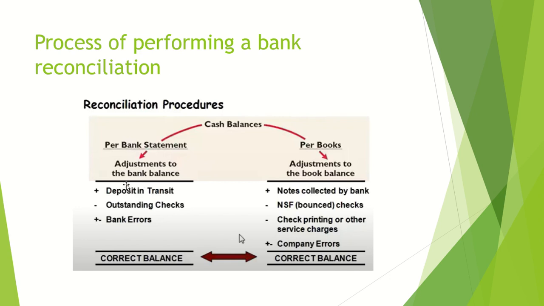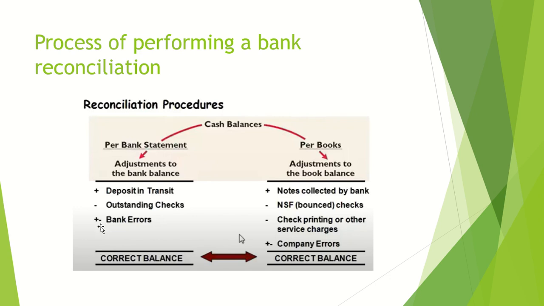So the checks that are outstanding, meaning the checks that haven't cleared the bank account yet, are going to have to be listed here as a reduction of the bank balance. It's already listed as a reduction in the book balance. For reconciliation purposes, you need to subtract the outstanding checks from the bank balance.